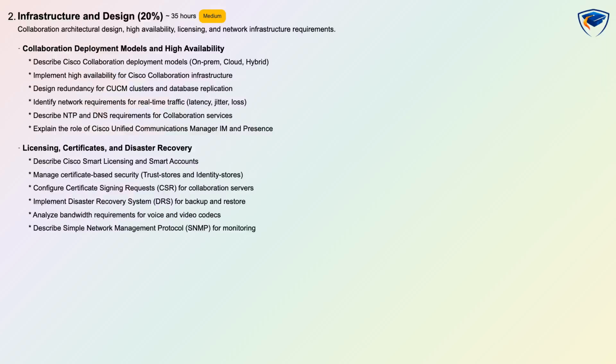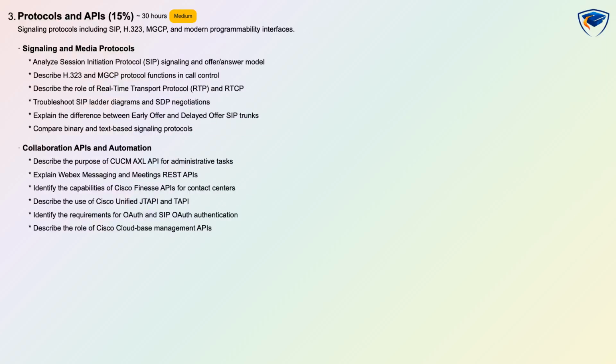The domain includes licensing with Cisco Smart Licensing, certificate management and CSRs, disaster recovery system procedures, bandwidth analysis for codecs, and SNMP monitoring. Protocols and APIs makes up 15% and is medium difficulty with approximately 30 hours of study and conceptual scenario tests. You will analyze SIP signaling and the offer-answer model, understand H.323 and MGCP roles, and study RTP and RTCP behavior for media.